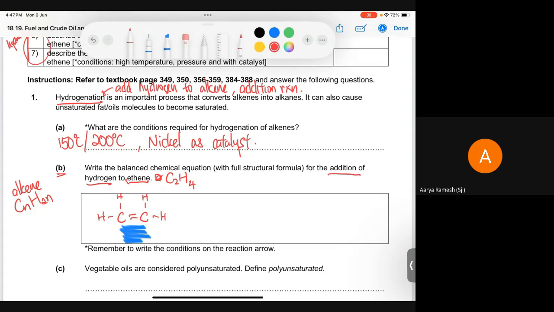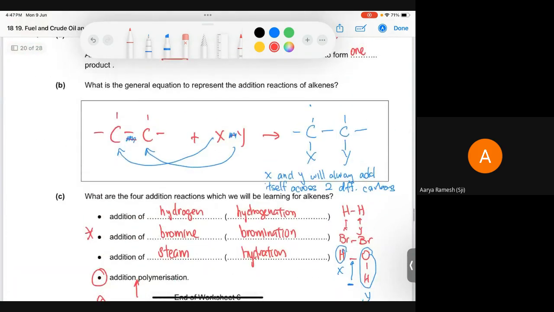So okay. After that, I'm going to add hydrogen. So H and H over here. Then I'm going to write the condition. In this case, it will be 200 degrees Celsius, nickel as catalyst. Now, based on our previous part where we did the general equation, can you see here? I mentioned that one of the H is X, one of the H is Y.